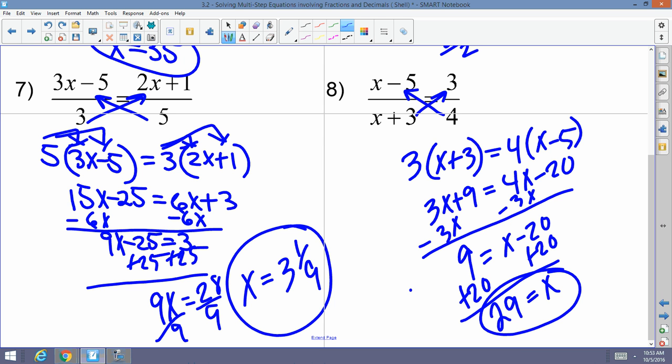So what my boy asked is, can't I go ahead and do multiple things at the same time? For example, could I have subtracted the 3x and added the 20 all in the same step? Yeah, you could have, but I don't like to do that, me personally, because I find that when I do that, I tend to make mistakes. But that's okay. Thank you, my brother. Does that make sense, guys?